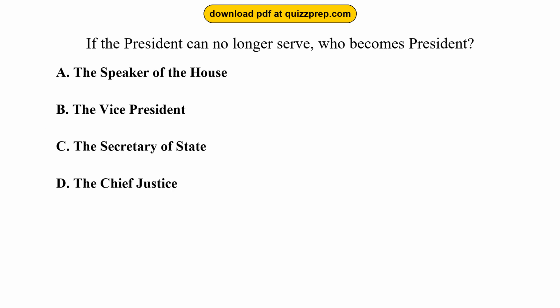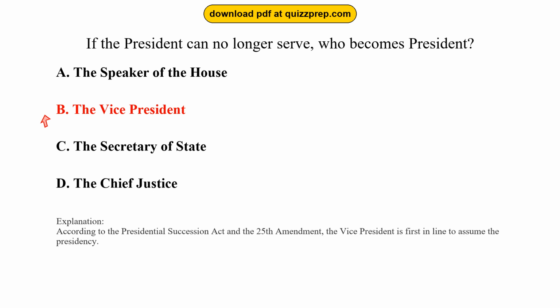Question 93. If the president can no longer serve, who becomes president? Option A, the Speaker of the House. Option B, the Vice President. Option C, the Secretary of State. Option D, the Chief Justice. The correct answer is option B, the Vice President. According to the Presidential Succession Act and the 25th Amendment, the Vice President is first in line to assume the presidency.